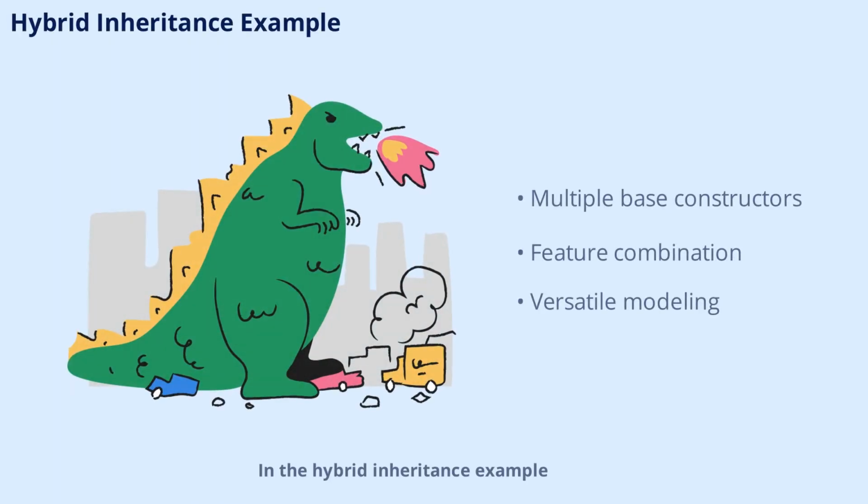In the hybrid inheritance example, the bus class inherits from both vehicle and fare. When you create a bus object, constructors from both base classes are called, showing how hybrid inheritance brings together features from different sources. This approach is useful in scenarios where classes need to combine multiple aspects.